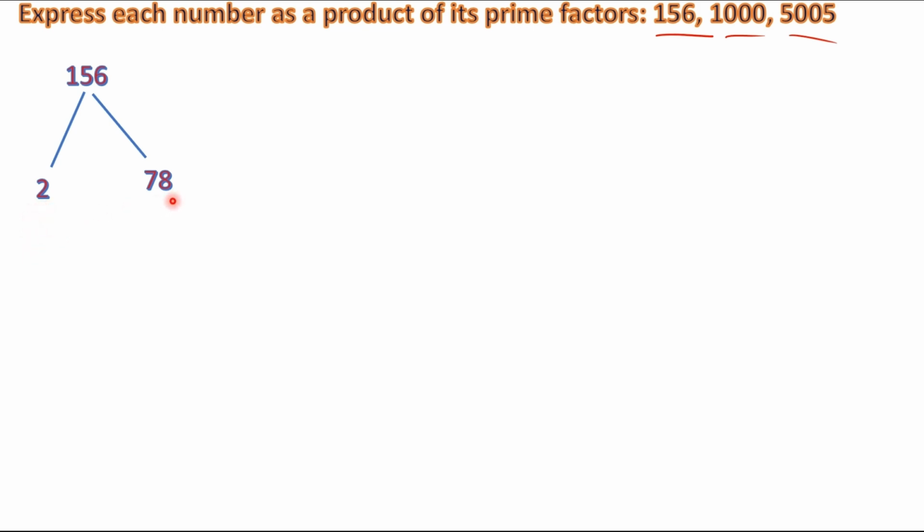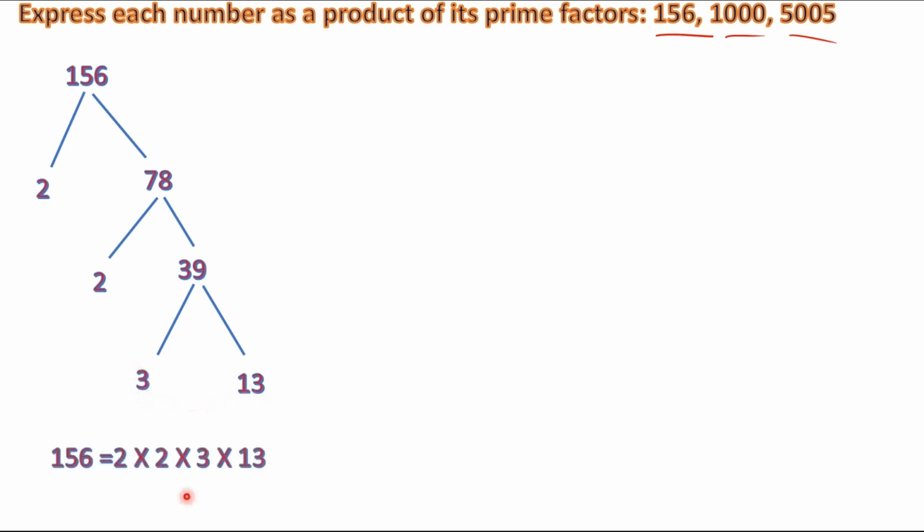So we simplify 78 further. 78 is also an even number at the end, so it is again divisible by 2. So this can be written as 2 into 39. If you see 39, the sum of 3 and 9 is 12, and 12 is divisible by 3, so the entire number will also be divisible by 3. So this can be written as 3 into 13. 13 is a prime number, so it cannot be divided by any other number. So 156 can be written as 2 into 2 into 3 into 13.